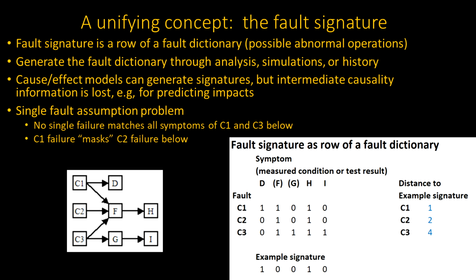So for instance, cause 1, how close is that to the observed example signature? Well, actually, only one thing is different. Basically, F was observed to be 0 in the example and 1 for fault 1. But the others, you're farther away from it. So in terms of distance, you are the closest to cause C1. So probably you would pick that as the most likely fault out of all the faults that are known in your fault dictionary.